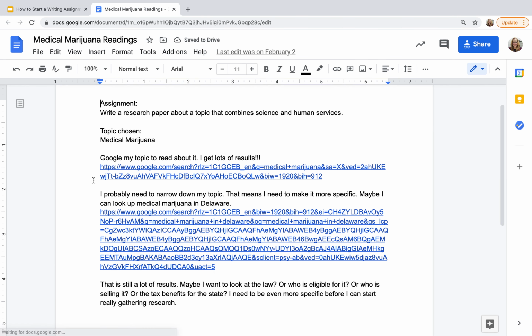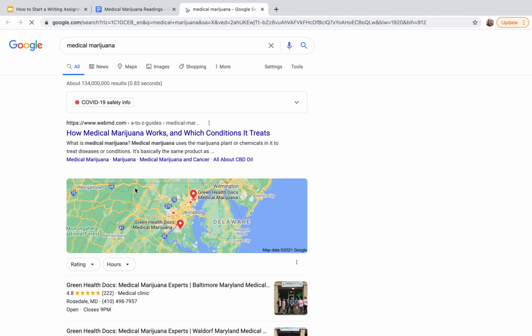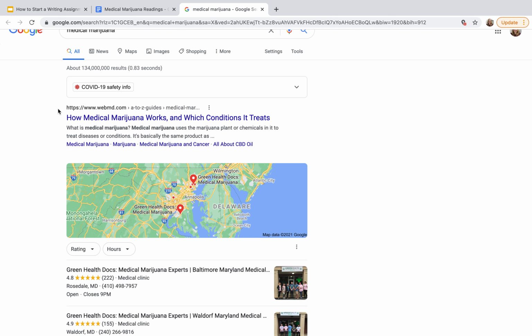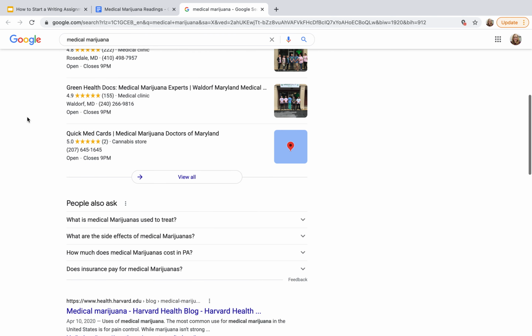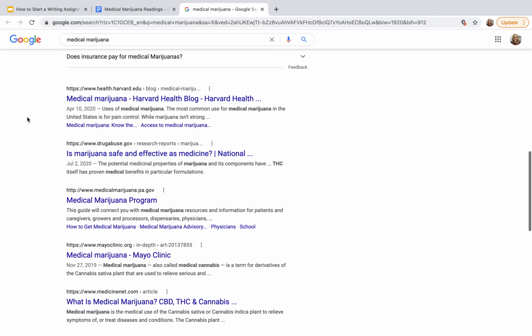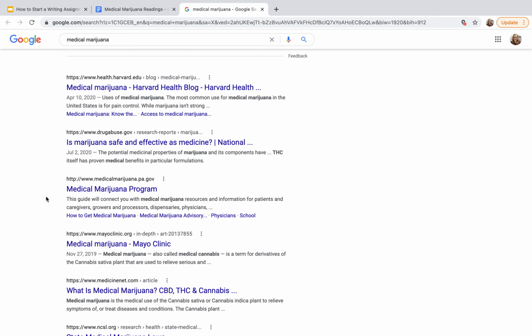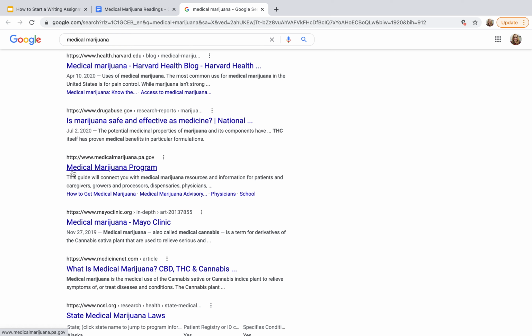So first, when I Google my topic and I just Google medical marijuana, I get many millions of results. And there's lots of different areas covered. There's the medical part of it, how medical marijuana works and what conditions it treats. There's places to buy medical marijuana. There is questions about, is it safe? And then there are, for each state, it typically has some information about state laws and state practices.